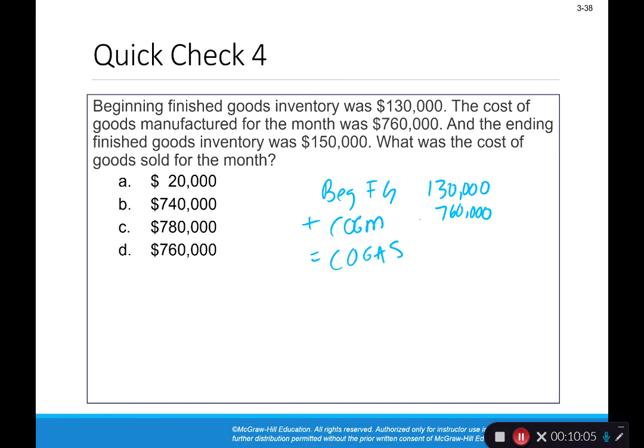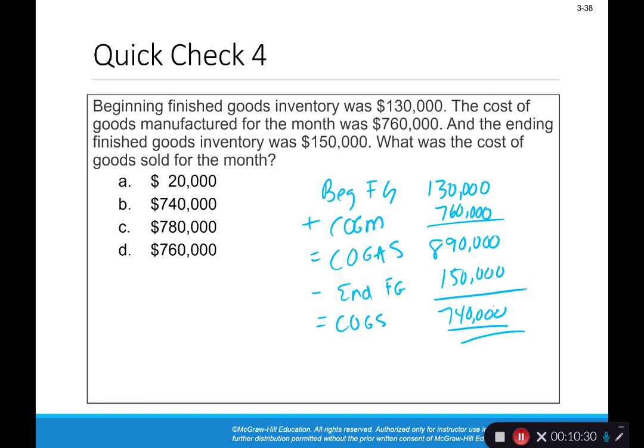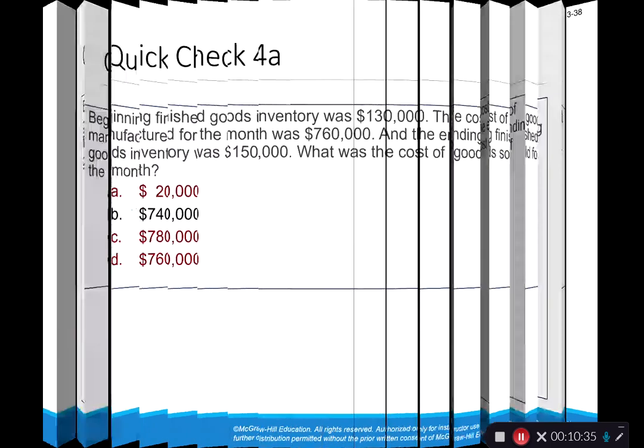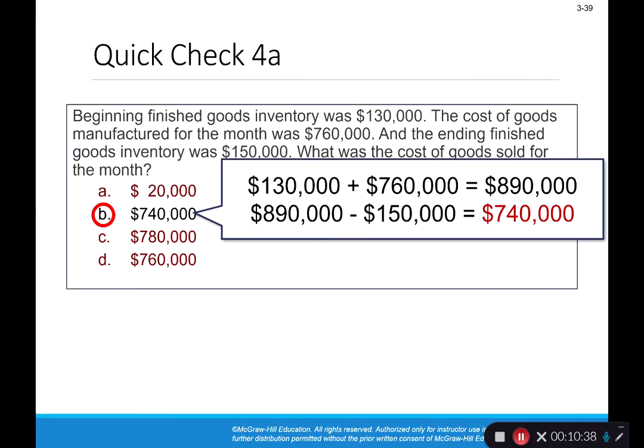So 130 plus 760, I'm going to go out on a limb and try to do this without a calculator. I believe that's 890,000. And then we're going to take out our ending finished goods, which it said was 150, and that's going to get us our cost of goods sold for the period. So 890 minus 150 gives us 740. So B should be the answer for this one. And it is. Look at us go.